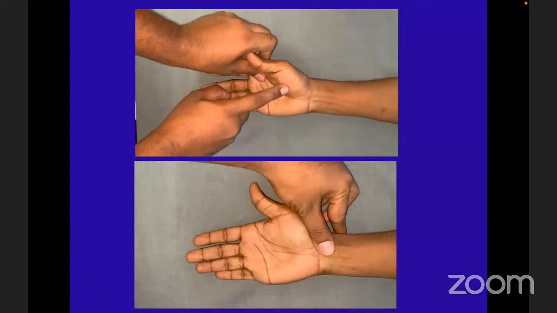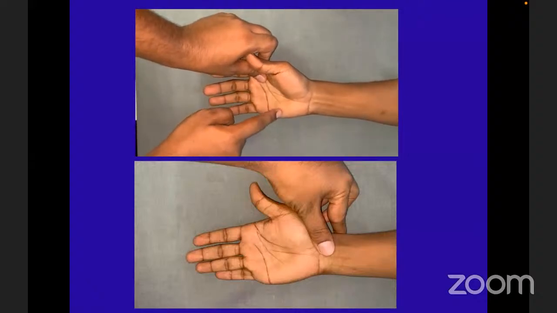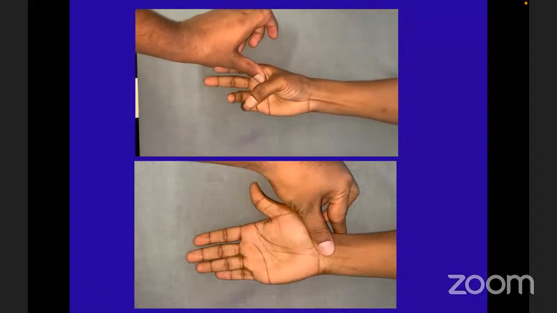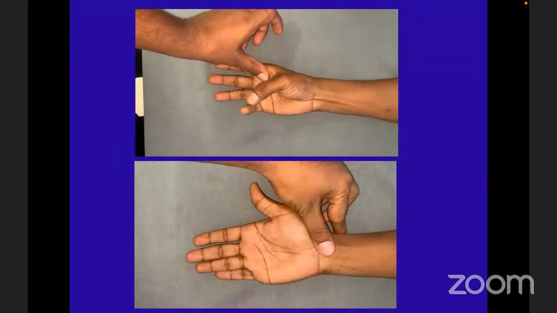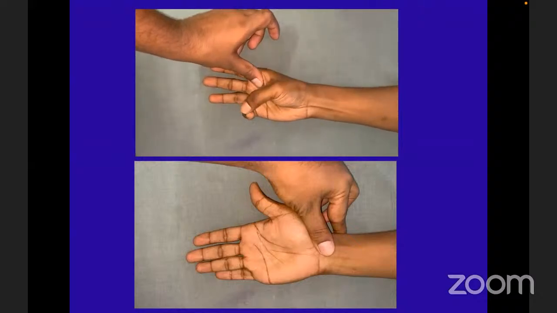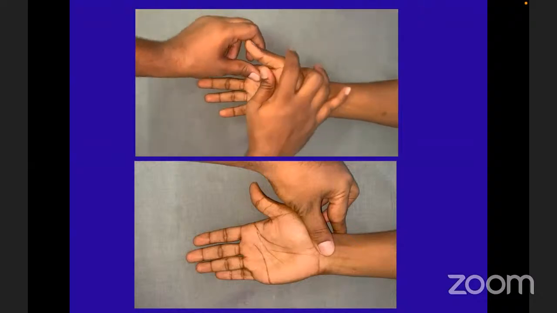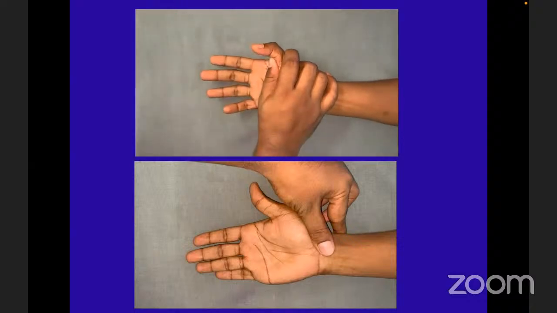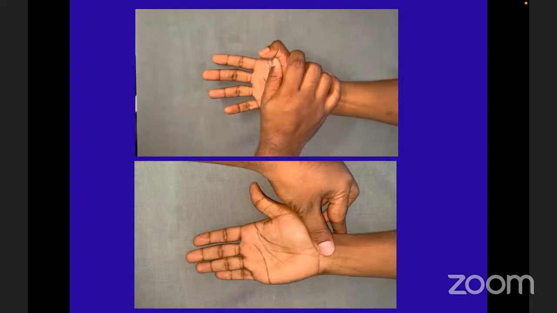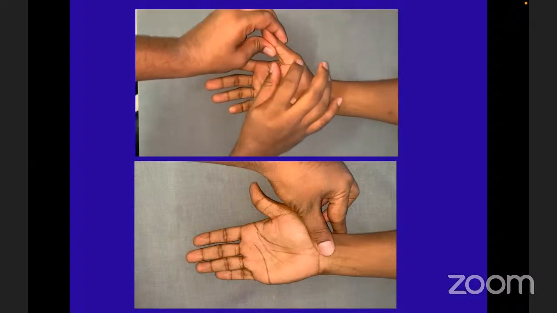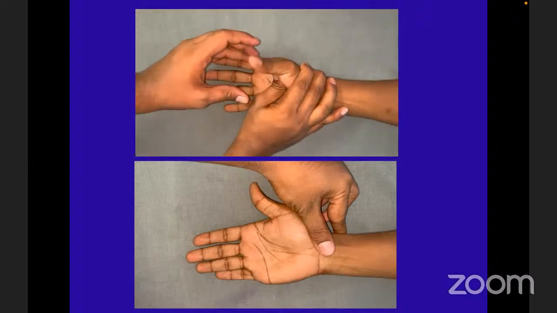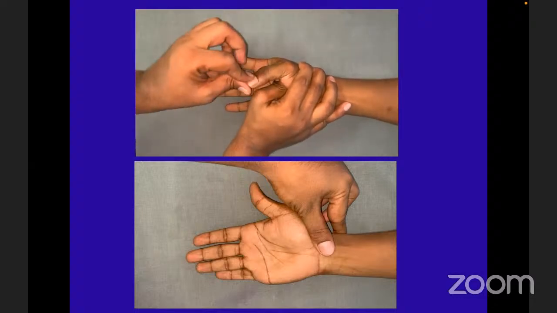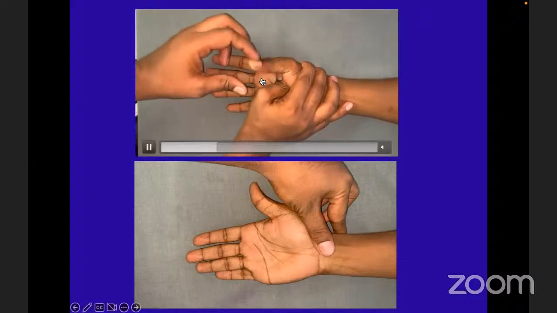At the same time, feel for the tone of the thenar muscles and the hypothenar muscles. This is the opposition, which is done by the abductor pollicis brevis and also the opponens muscle. While doing it, you need to give resistance at the proximal phalanx level. Feel for the contraction of the thenar muscle. This is the function of the FPL. Stabilize the thumb and ask them to flex the IP joint. This is the extension of the IP joint.